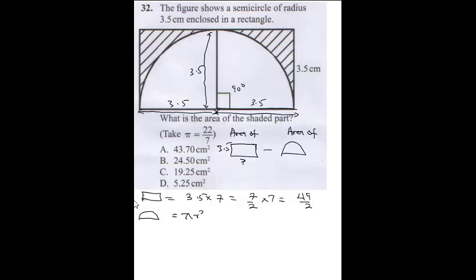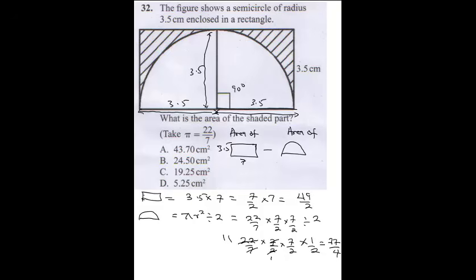pi r squared divided by 2, because it's half of a circle, which is going to be 22 over 7 times our radius, 7 over 2, that's 7 over 2 times 7 over 2, that's squared, then divided by 2, which is going to be 22 over 7 times 7 over 2 times 7 over 2, and because of our divide, we're going to change it to 1 over 2. So 7 cancels 7, 2 here is 1, 2 in 22 is 11, so we're going to get 77 over 4.